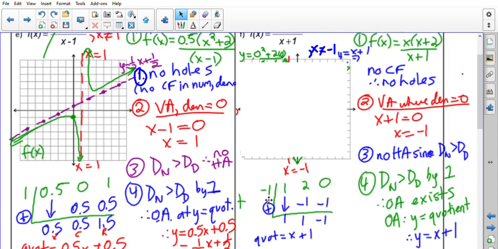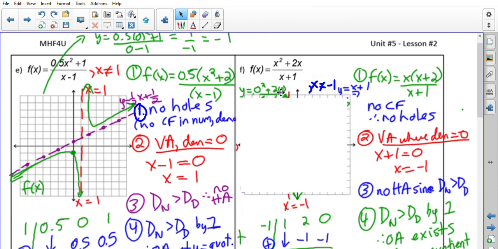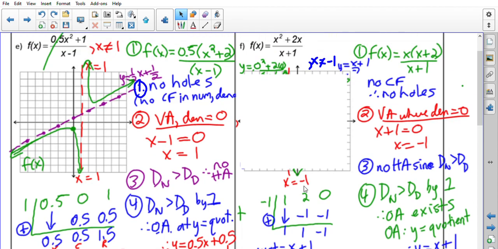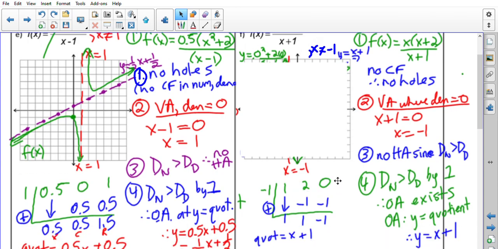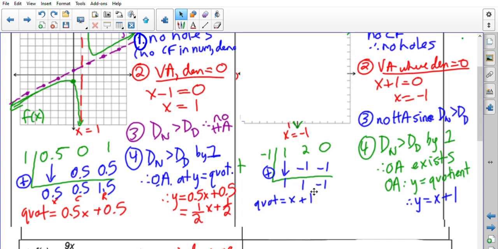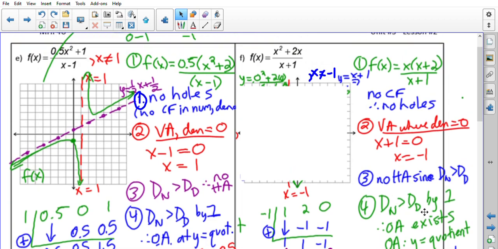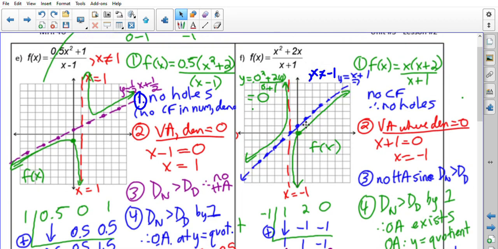This time your k value at the side is -1, okay, because the denominator was x plus 1. Our coefficients here, notice the top has a coefficient of 1, 2, and then the constant's missing. So that's why we have 1, 2, and 0. We do our synthetic division. All right, and we remember this is for x, this is the constant, and this is the remainder. So we get a quotient of x plus 1. So we've got oblique asymptote, vertical asymptote, and no holes.